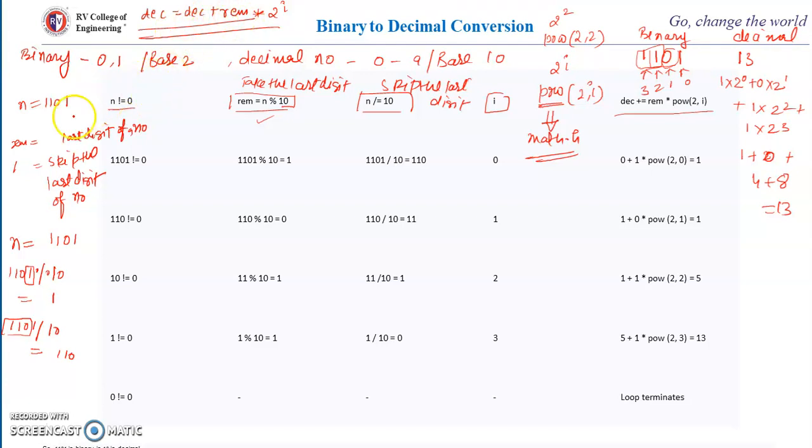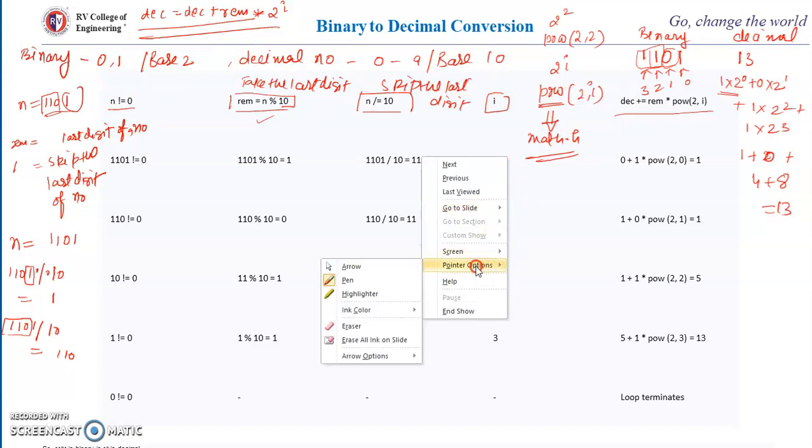For example, if 1101 is the number, the last digit will be 1. So you can see here 1 into 2 to the power I. Initially I will be 0, so 2 to the power 0. Then next time this will be the number, so remainder will be 0, from 110. So next time 0 into 2 to the power 1, because I value will be incremented by 1.